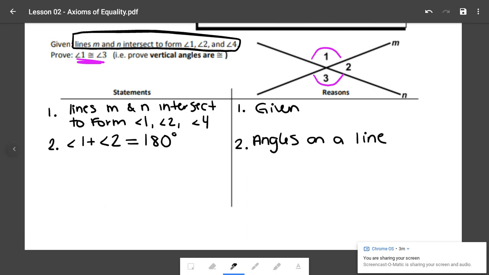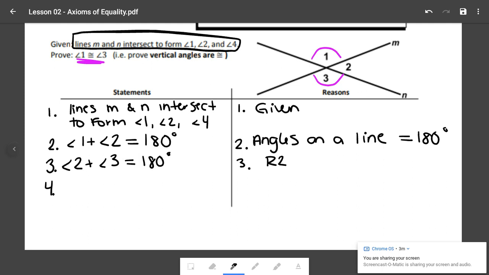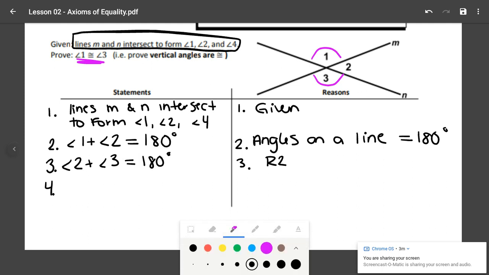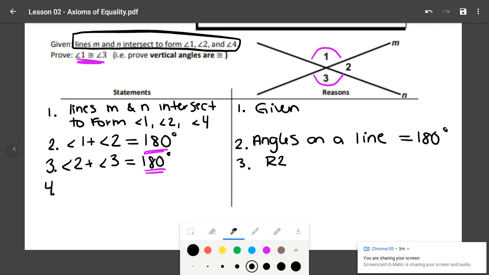So remember, we're just writing down why we know something, what we can say, and we're just trying to back up our information. So with that same idea in mind, we know that angles 2 and 3 also would be along a straight line equaling 180 degrees. And I can just write R2 here, so reason 2, so I don't have to write it down. I can write same as, I put an arrow, anything I'd like. Now, what I want to look at next is they both are equal to 180 degrees. That essentially means they are both equal to each other.